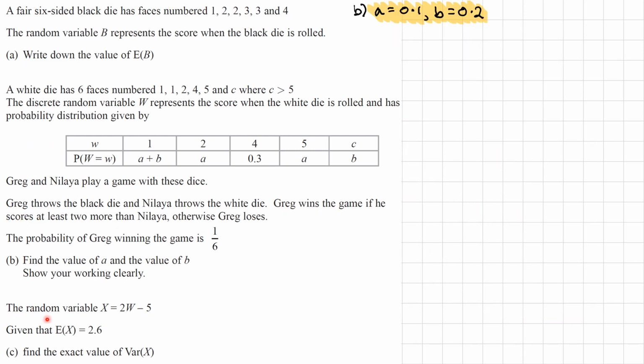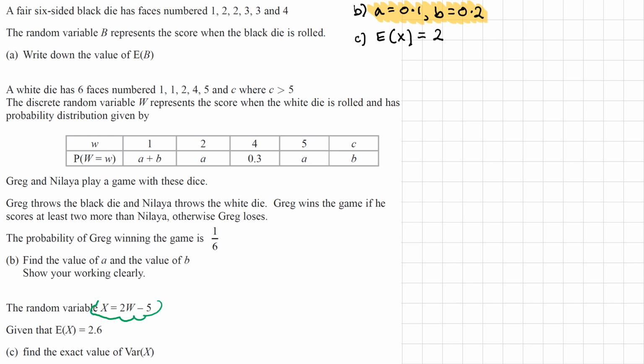Part C. The random variable X is equal to 2W minus 5. Given that E of X is equal to 2.6, we want to find the exact value of Var X. Now, there are several steps we need to do. So we've been given some coding here. I know that E of X is going to equal 2 times E of W. So let me just highlight the coding that we're using.